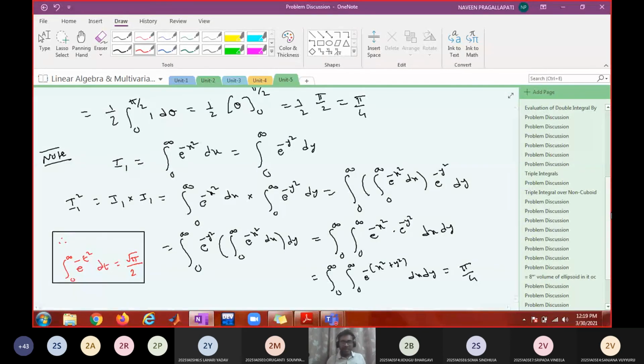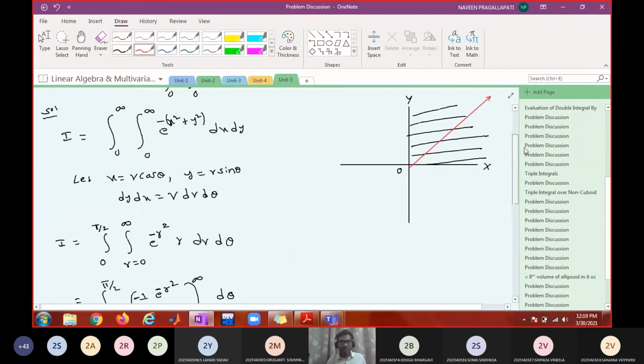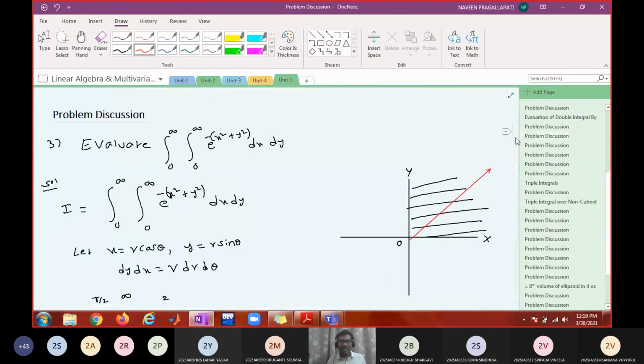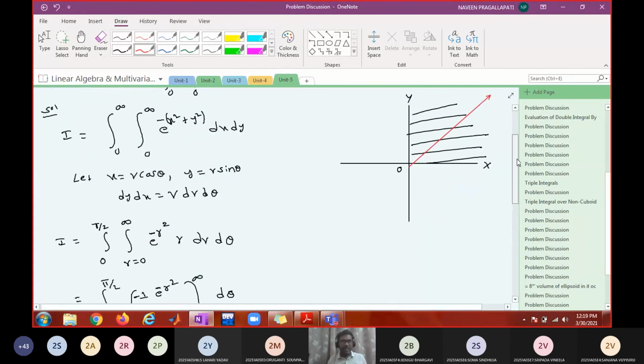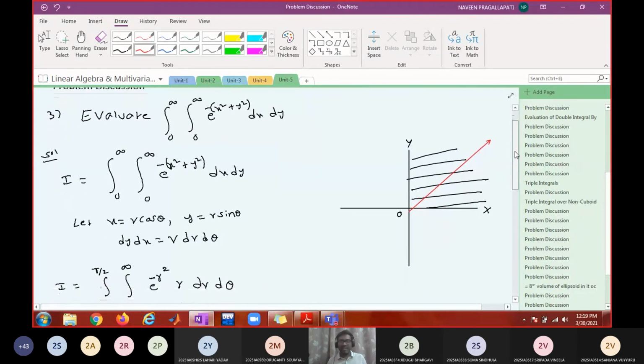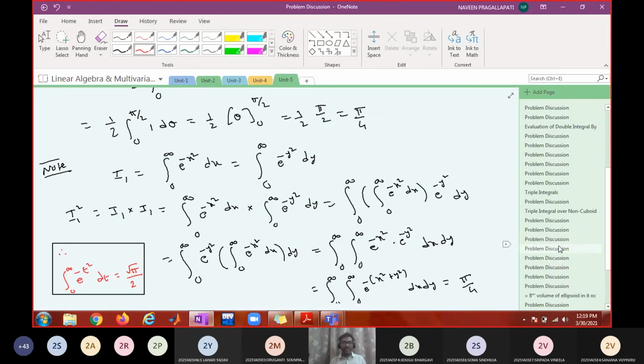Actually in the examination, the question must be posed like this: minus of x square plus y square, but unfortunately it is printed as root of x square plus y square. If it is only x square plus y square, it would be infinity. The double integral does not exist.